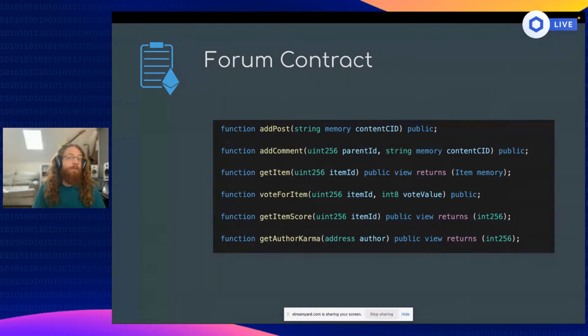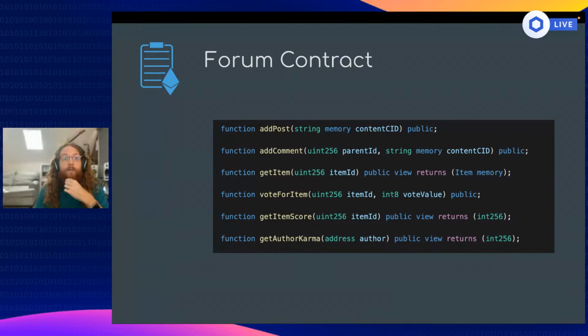You can vote for one, giving it an upvote or a downvote, or resetting your vote to 0 if you want. And then you can get the score for a post or comment and the author karma, like how many votes that particular author has gotten for all their content. So cool.